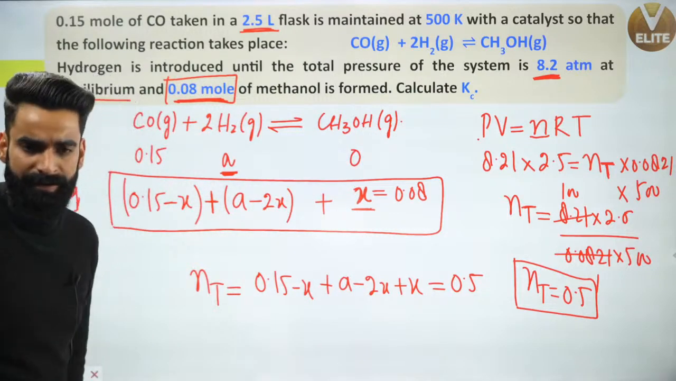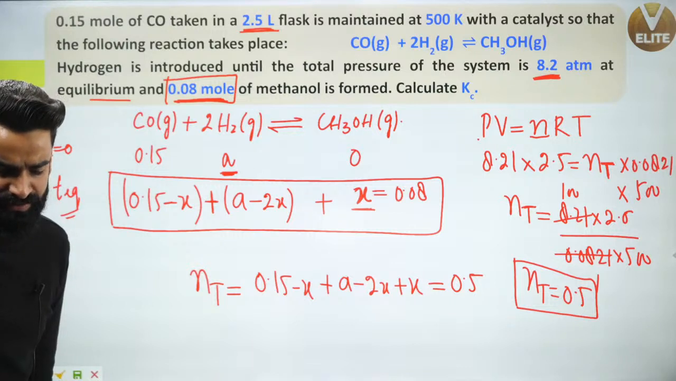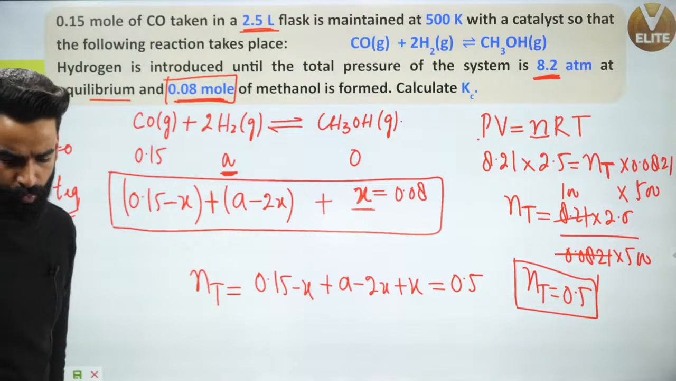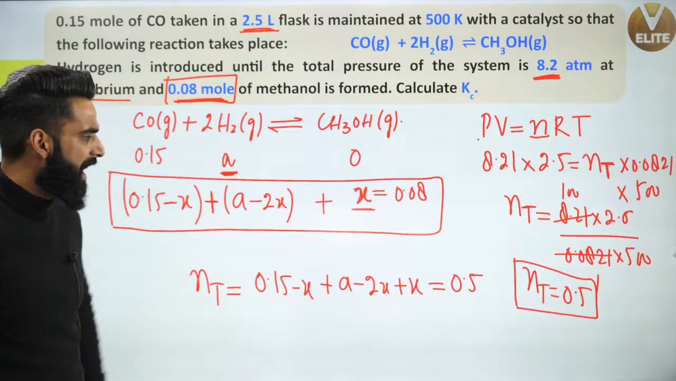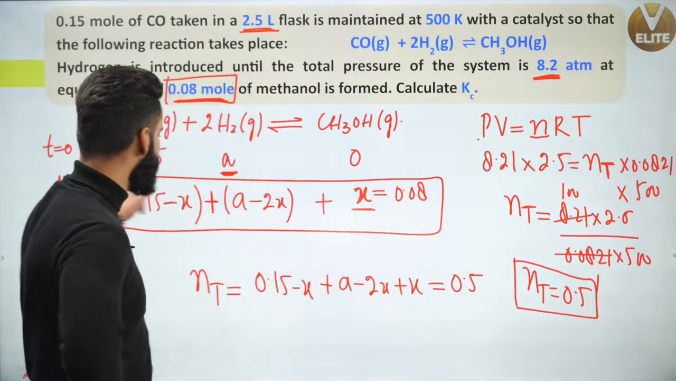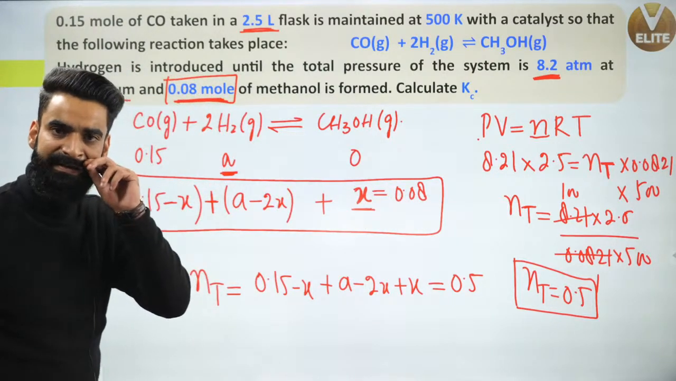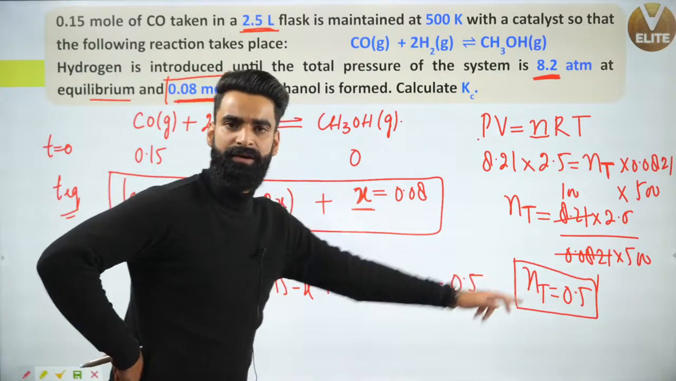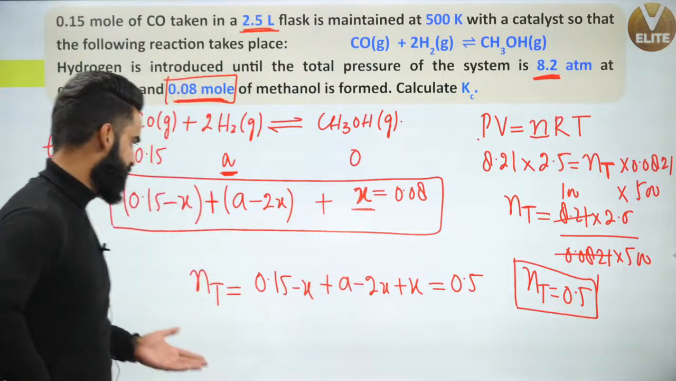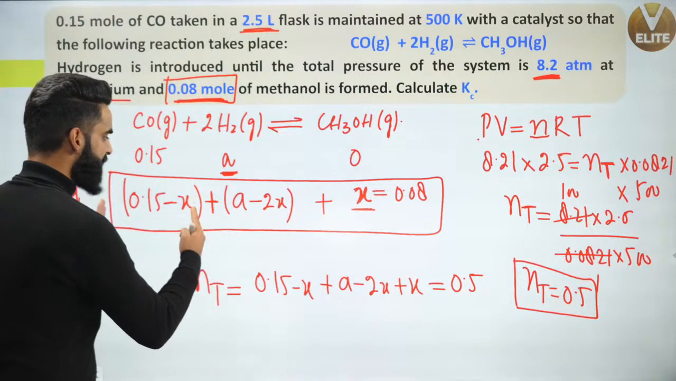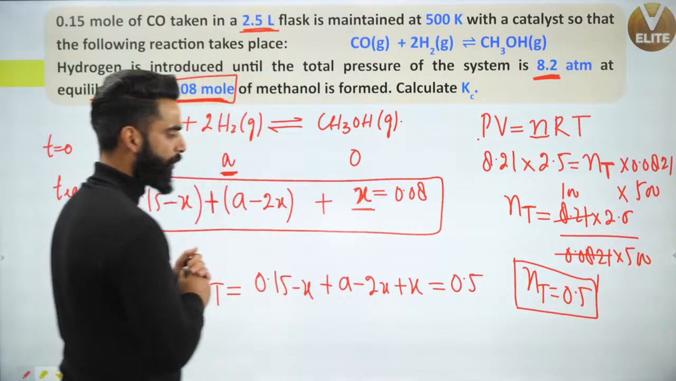Can I say that? What do you guys think? Isn't it right? Let me know in the chat box fast. I got the total moles of the gaseous mixture present at equilibrium as 0.5. So I can say the total moles present in the mixture at equilibrium is going to be moles of carbon monoxide left at equilibrium plus moles of H2 left at equilibrium plus moles of CH3OH formed at equilibrium.